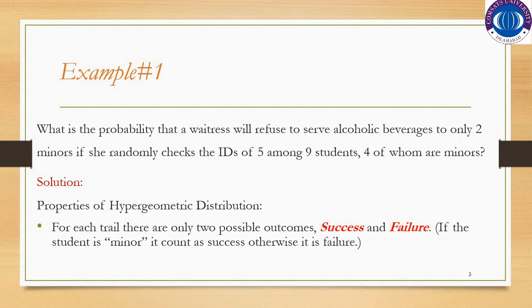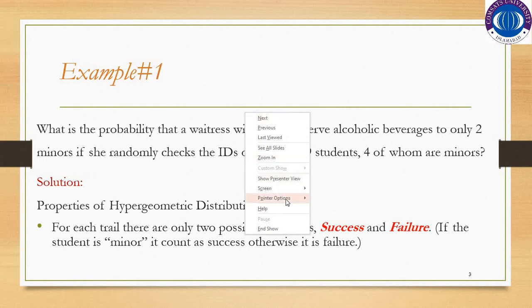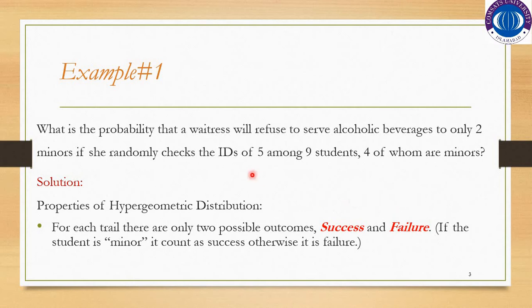First, we will see whether the properties of the hypergeometric distribution are fulfilled in the scenario or not. The very first property is, for each trial, there are only 2 possible outcomes, success and failure. So there are 9 students and each student is a trial. If she checks the ID and finds out that the student is a minor, it will count as success, as we are interested in finding the probability that the waitress will refuse to serve the beverage to the minor. Otherwise, it is failure. If the student is not a minor, she will serve the beverage. It means it is a failure, because we are interested in not serving the alcoholic beverages to the minor. So if she refuses and finds out that the student is a minor, this one is success, otherwise it is failure. The very first property of the hypergeometric distribution is fulfilled here.